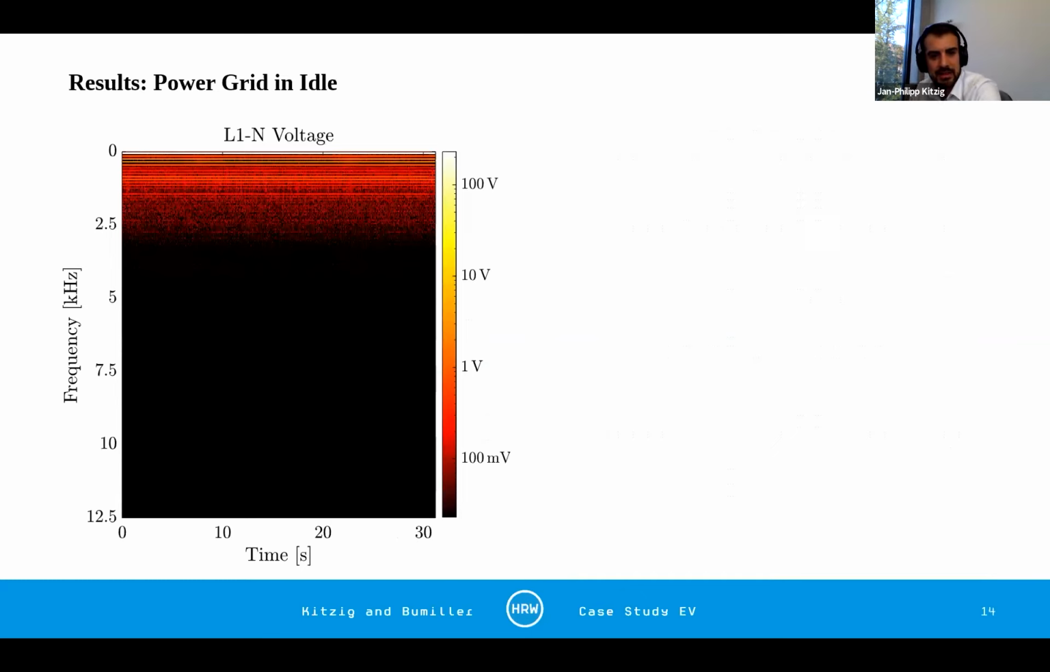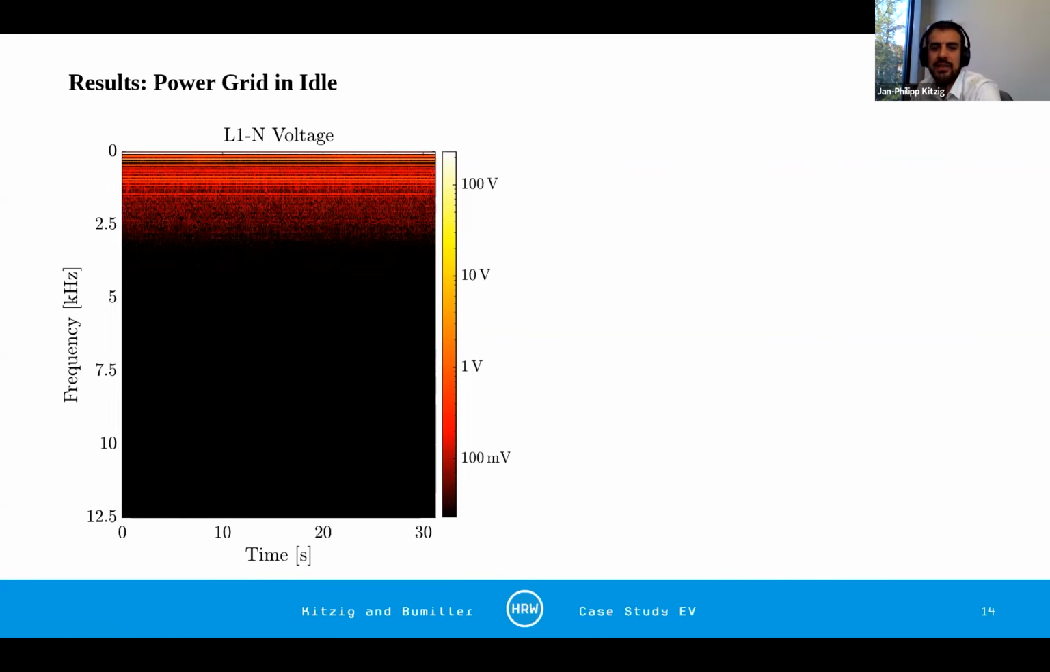And I want to just give you a short introduction into this chart. So at the vertical axis, we have the frequency from 0 to 12.5 kilohertz. And the white line you see at the top of this chart is actually the fundamental component, the 50 hertz component. At the horizontal axis, we have the time. So this is the duration of our measurement, which was 30 seconds in this particular measurement.